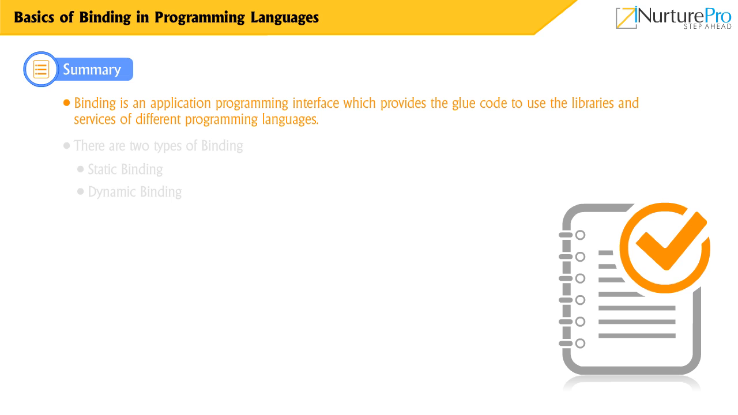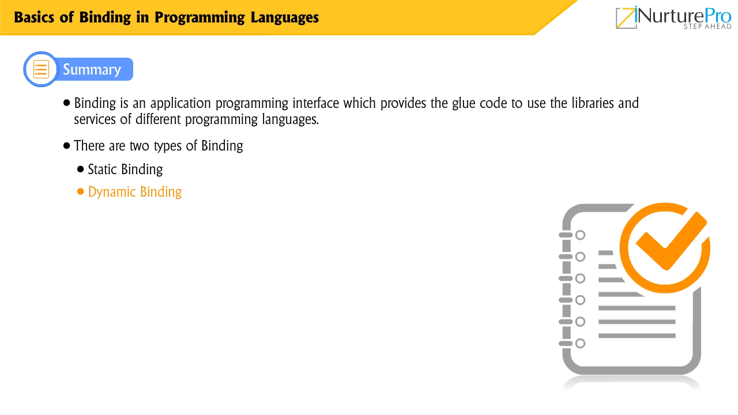Let's have a quick recap on what we discussed. Binding is an application programming interface which provides the glue code to use the libraries and services of different programming languages. Static and dynamic are the two types of binding. Static binding occurs at the time of translation, language definition, and implementation. Dynamic binding occurs at the time of execution.